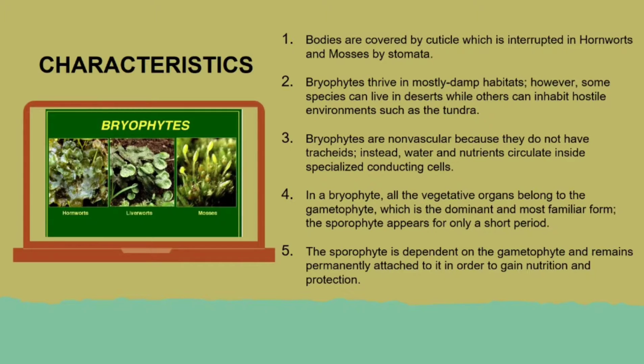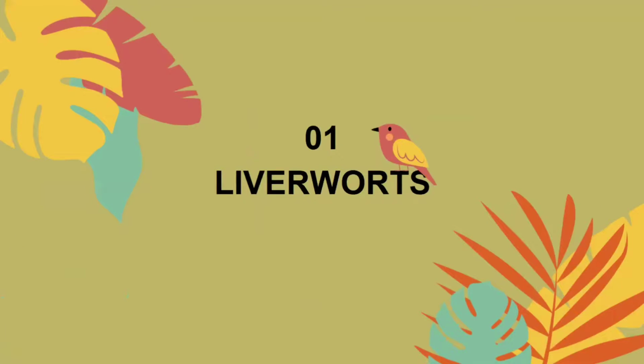Next, in a bryophyte, all the vegetative organs belong to the gametophyte, which is the dominant and most familiar form. The sporophyte appears only for a short period. Lastly, the sporophyte is dependent on the gametophyte and remains permanently attached to it in order to gain nutrition and protection. So now, we're going to take a look at the first group of bryophytes, which is liverworts.